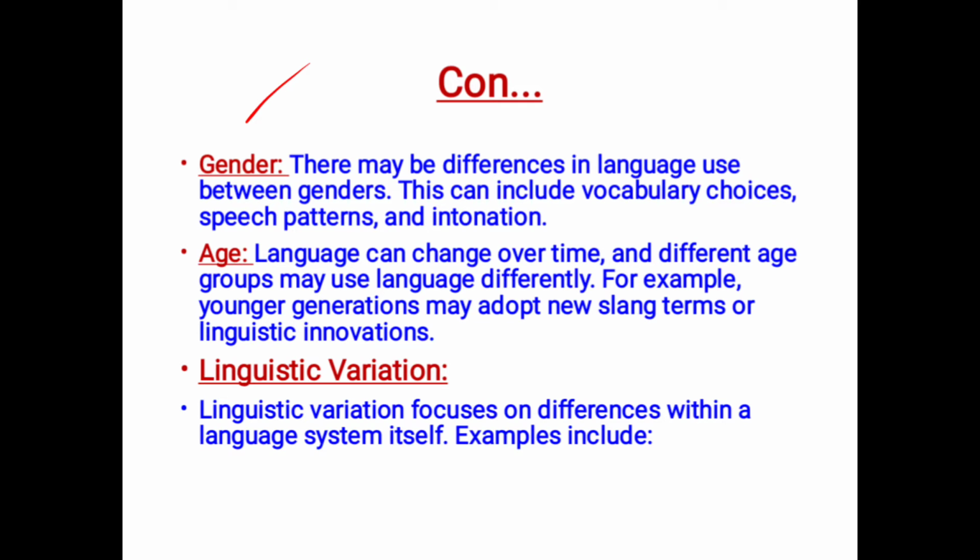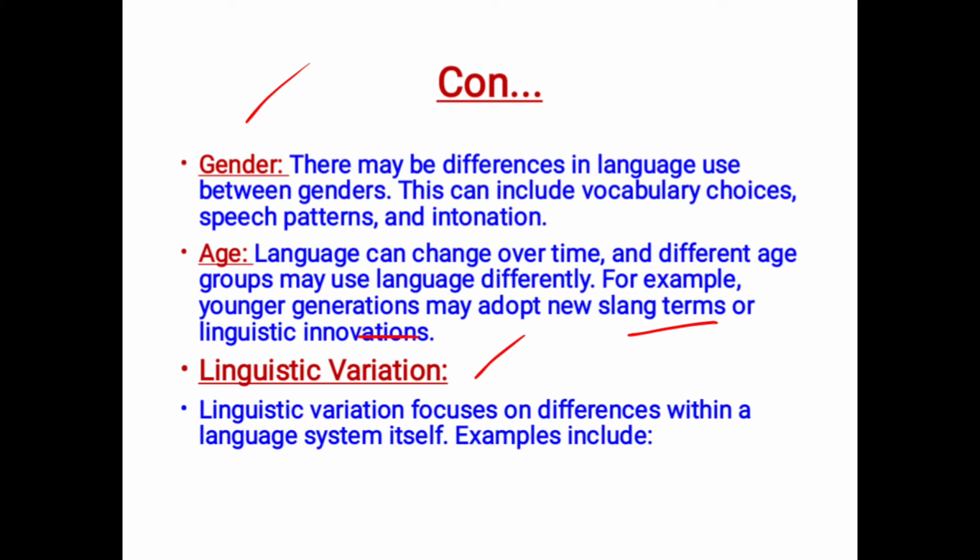Age. Language may change over time. In different ages, groups may use language differently. For example, younger generations may adopt new slang terms or linguistic innovations. Now, that was all about sociolinguistic variation. Now we are having linguistic variation.